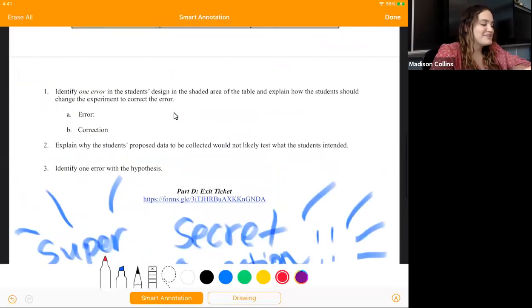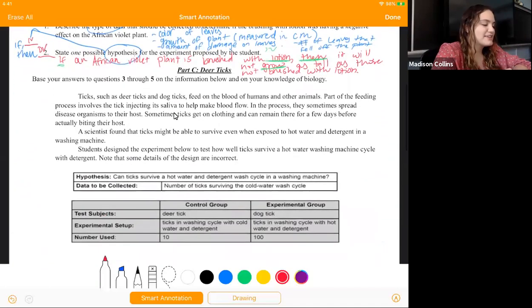Okay, moving on. Part C, deer tick. So once again, this is another passage that was on a Regents exam. So you are getting practice for the Regents as you go through these worksheets with me. All right, let's read this passage. Ticks, such as deer ticks and dog ticks, feed on the blood of humans and other animals. Part of the feeding process involves the tick injecting its saliva to help make blood flow.